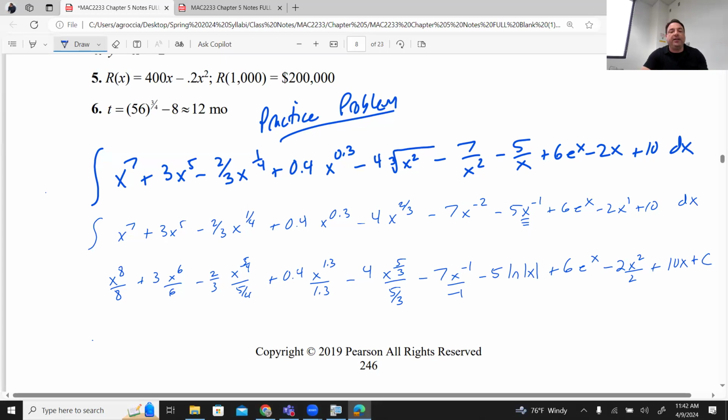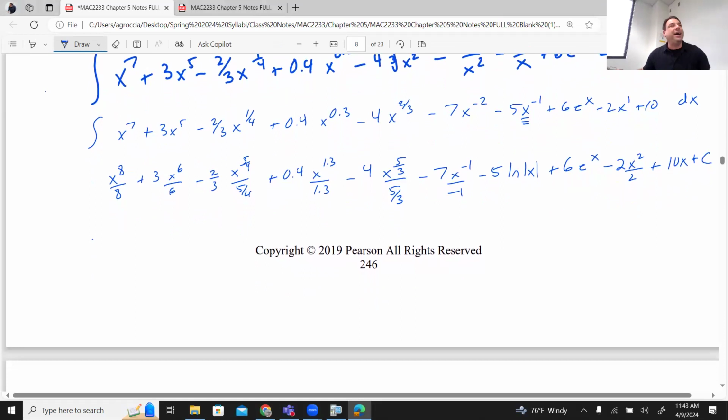So I'll give you a minute there. Simplifying may be the issue, not the calculus. Yes, what you have is a correct answer, but it's not simplified. It could be rewritten so it's a little bit easier. So for example, x to the 8 over 8, I would rewrite as 1/8 x to the 8. It's the same, just looks a little bit cleaner. I wouldn't mark it wrong the other way.